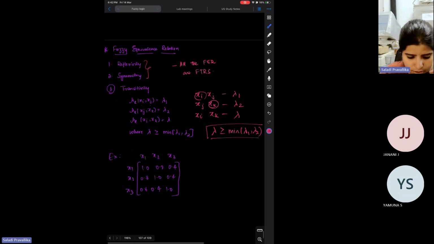If this condition is satisfied, then we call it the transitivity condition. So if all three conditions, reflexivity, symmetry, and transitivity, are satisfied, then we call the given relation matrix a fuzzy equivalence relation matrix. Okay, clear?